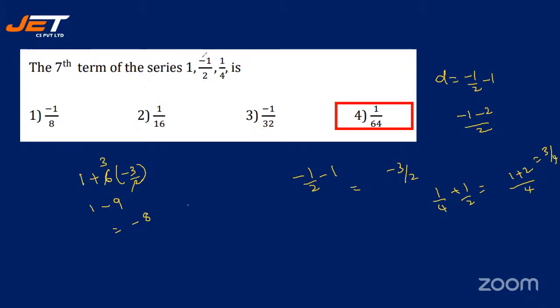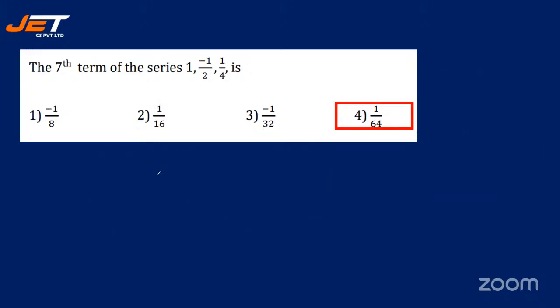If the sum is plus, so plus half minus 1 is minus half. Then 1 by 4 minus 1 by 2, so 1 minus 2, which is minus 1 by 4. So even that is not correct. Then let's check whether it is GP. T2 by T1, which is 1 by 4 into 2 by minus 1. So this is GP.